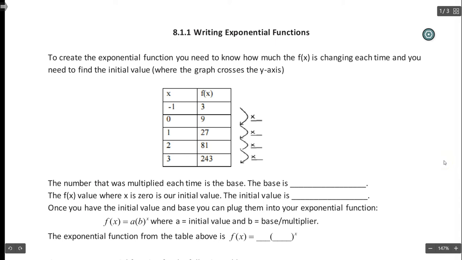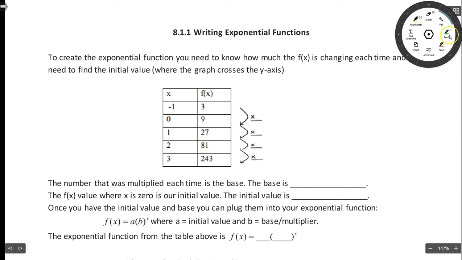So in this video, we're going to be talking about how to write exponential functions. By now you should have an idea as to how an exponential equation looks and the difference between exponential growth and decay on a graph. That's going to be really helpful to understand this video. First, we're going to start with creating an equation from this table right here.